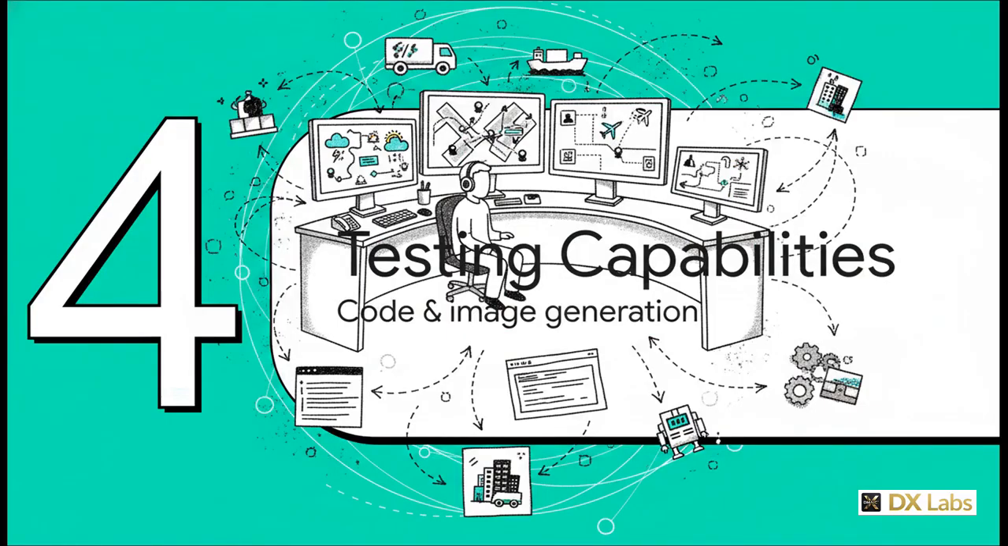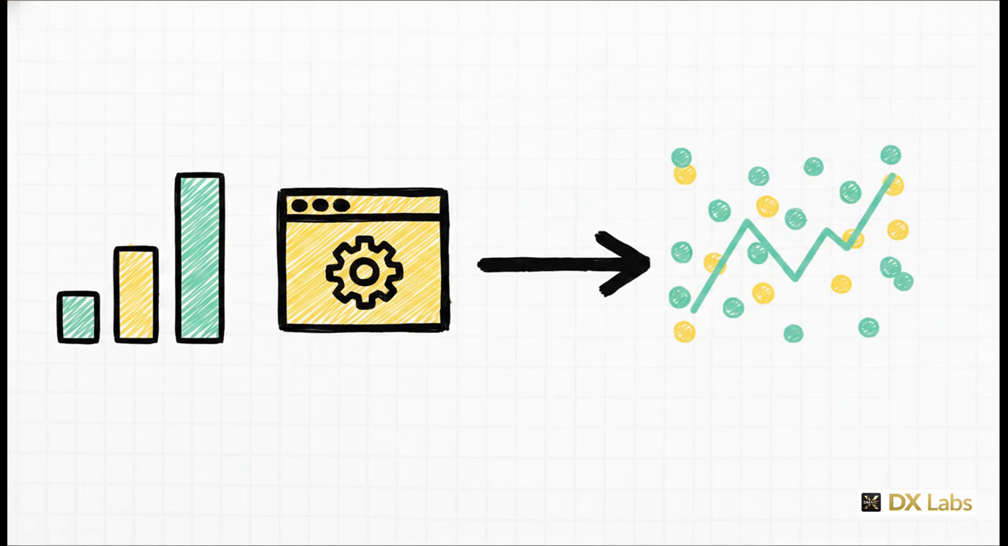Next up, topic 4, testing agent capabilities. Imagine a logistics dispatcher sitting at a massive control desk.